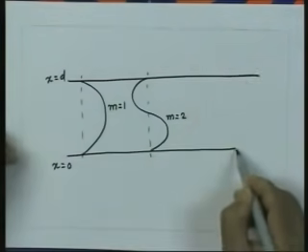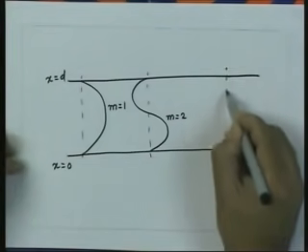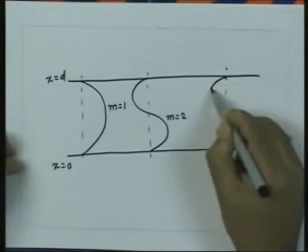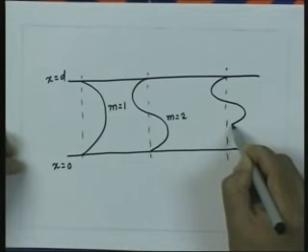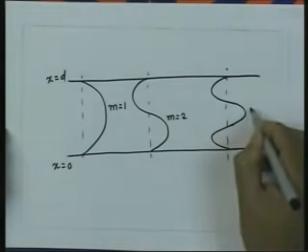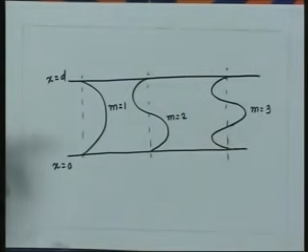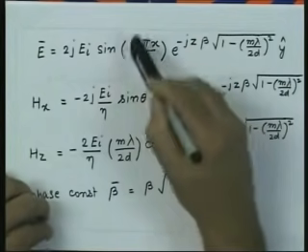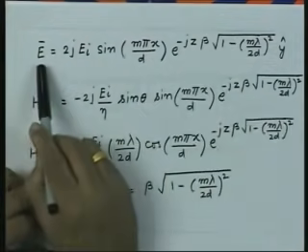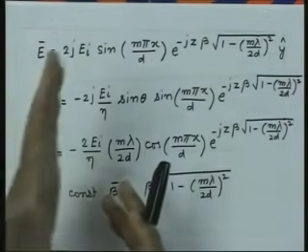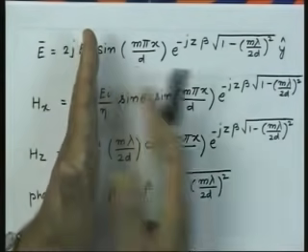Similarly, as I go to higher values of m, I can get more and more cycles in that. So it will be like this. This will represent m equal to 3 and so on. So what this index m tells you is how many half cycle variations of the electric field amplitude, or for that matter magnetic field amplitude, there would be in the direction transverse to the direction of the net wave propagation.